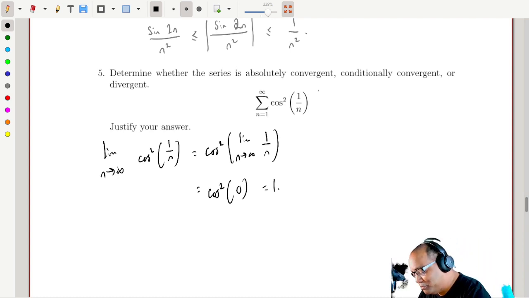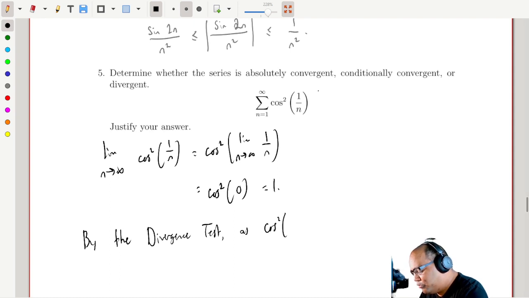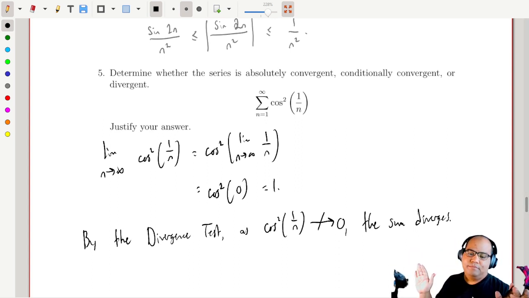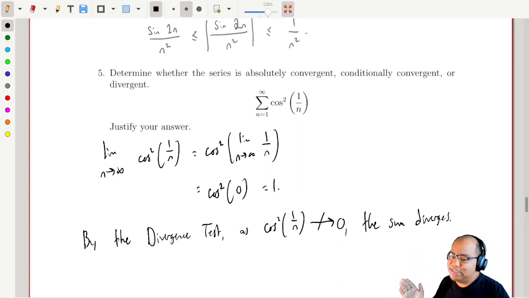We have the divergence test. So by the nth term test, the divergence test, what did we just show? Cosine squared of 1 over n does not go to 0. The sum diverges. And that's it. If the sum diverges, there's nothing else we can say. It just diverges.